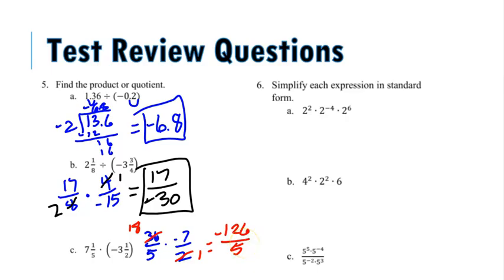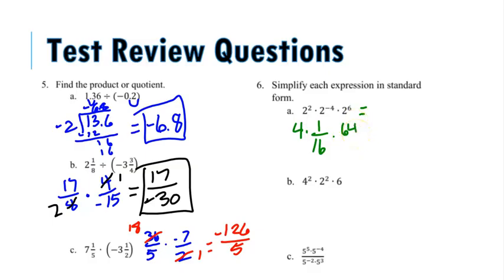Number 6 says simplify the expression in standard form. So standard form, remember, is just the exact answer. So we're not going to have any exponents in our answer. So we have 2 squared, which is 4. Negative 2 to the negative 4th power, which means I have to flip the base, so it's 1 over 2 to the 4th power, which is 1 over 16. And then 2 to the 6th power would be 64.